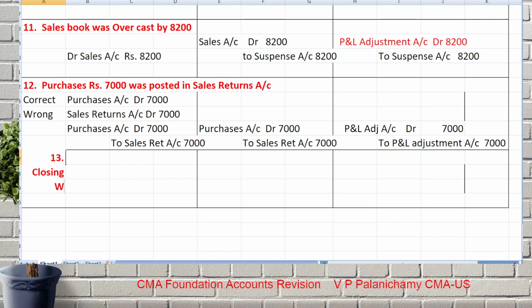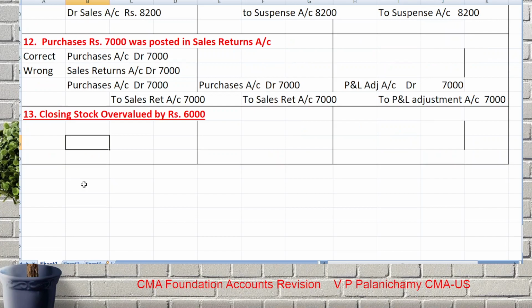Closing stock overvalued by rupees 6,000. இந்த மாதிரி எரர் இன்னும் பார்த்துருக்க மாட்டீங்க. பிஃபோர் ட்ரையல் பேலன்ஸ்னா நம்மளுக்கு கவலையே இல்லை. Closing stock is valued at the end of the year. No adjustment required.